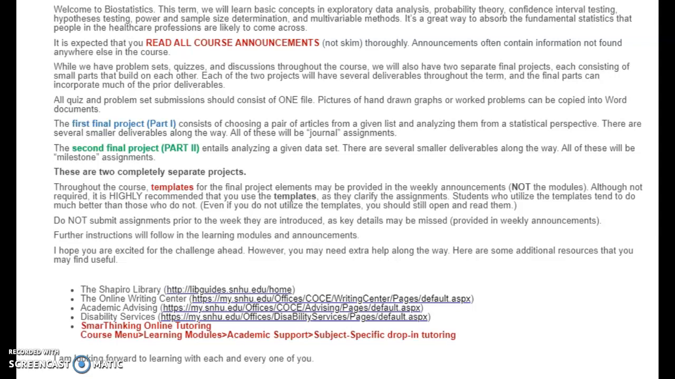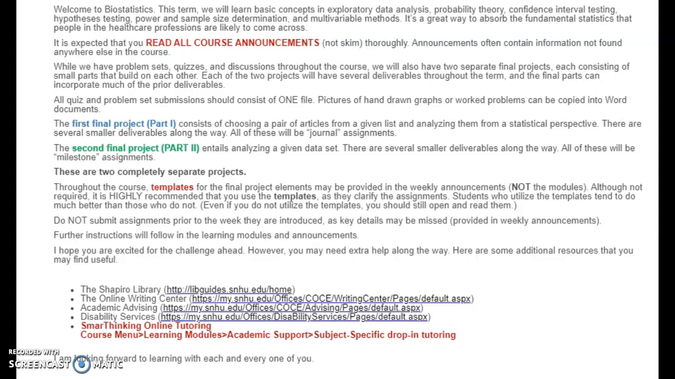So in this class, we're basically going to have 3 deliverables and then 2 final projects. So 5 total deliverables throughout the term. Different types of deliverables. We're going to have problem sets, quizzes, discussion posts, and then 2 completely separate final projects.